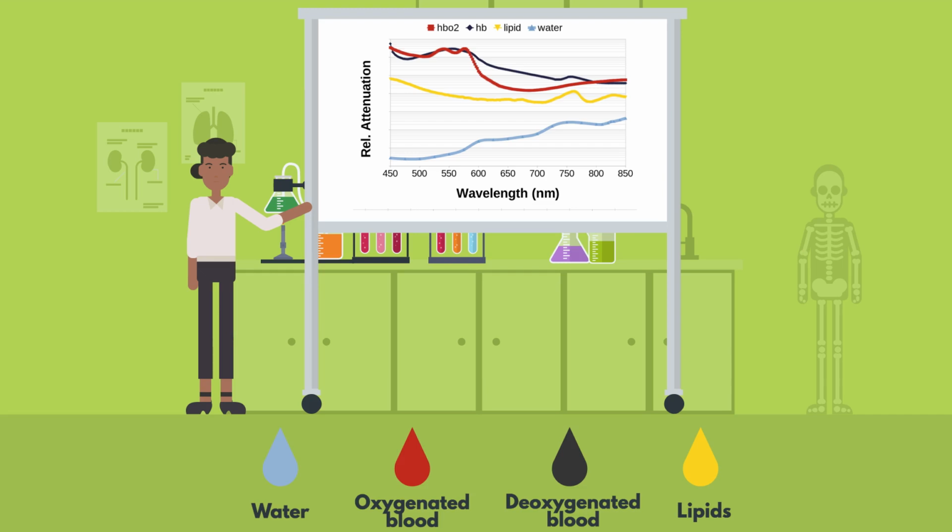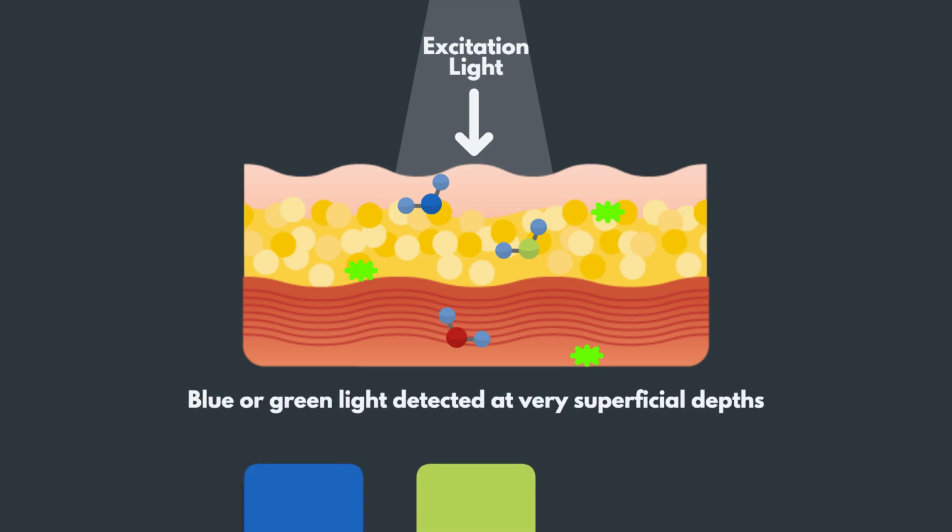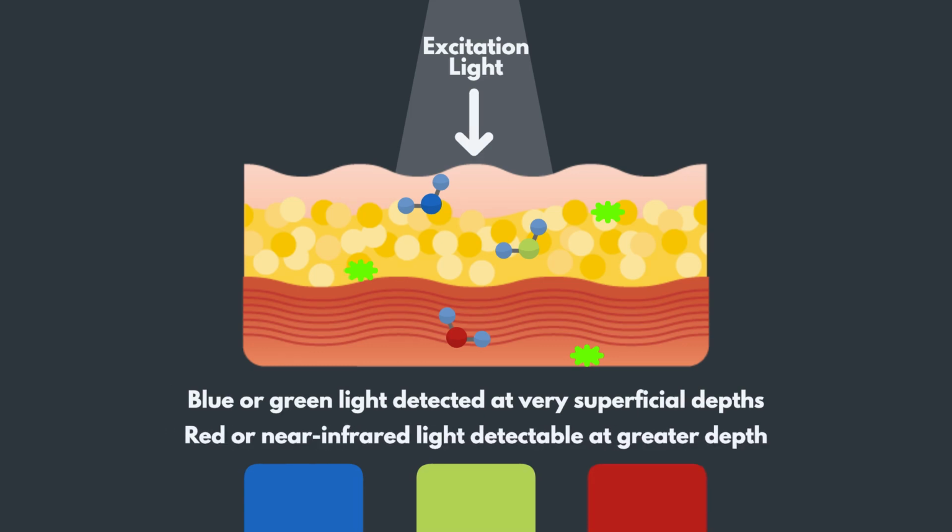before either is attenuated. These chromophores impact how far light can travel into tissue and how deep fluorescence emissions can be detected. Fluorophores that emit blue or green light will only be detected at very superficial depths, whereas red or near-infrared emitting fluorophores will be detectable at a greater depth.